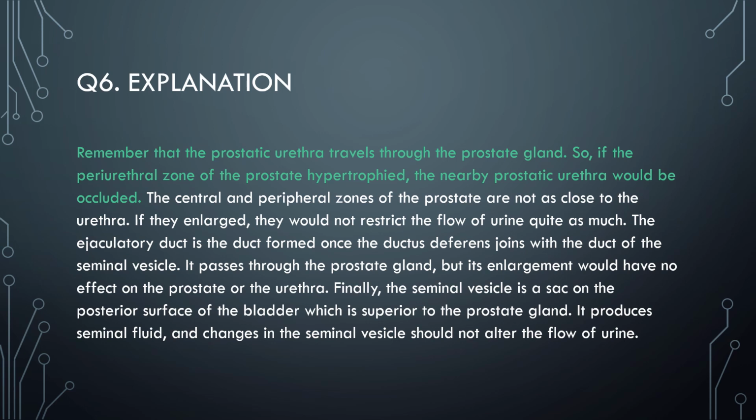The ejaculatory duct is a duct formed once the ductus deferens joins with the duct of the seminal vesicle. It passes through the prostate gland, but its enlargement would have no effect on the prostate or urethra. Finally, the seminal vesicle is a gland on the posterior surface of the bladder, which is superior to the prostate gland. It produces seminal fluid, and changes in the seminal vesicle would not alter the flow of urine.